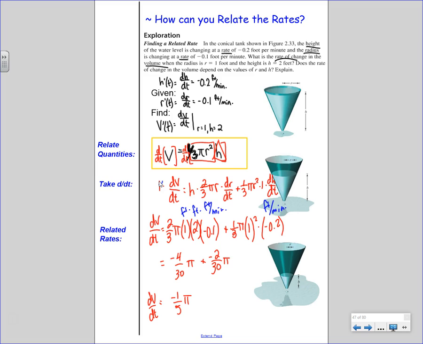Why does that make sense, looking at what we took a derivative of? Because that's the rate of change of the volume. It's the rate of change of the volume with respect to time. So volume's going to be measured in cubic units. So we are going to have feet cubed.